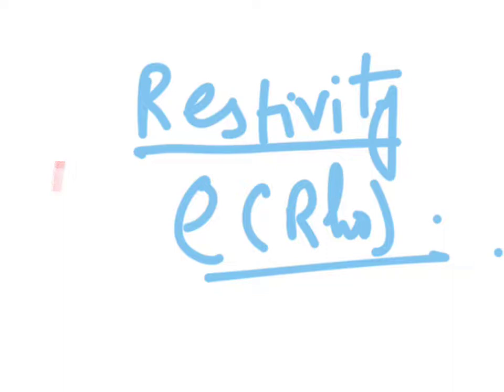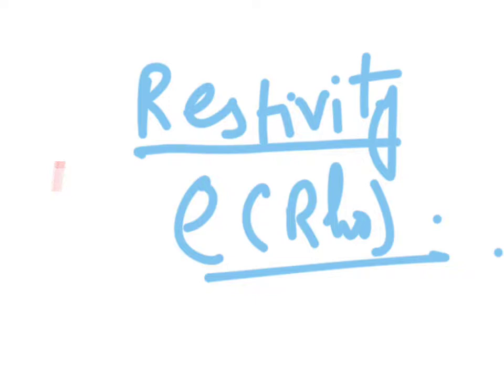Resistivity, which is denoted by symbol rho, actually denotes the nature of the conductor. So resistivity varies from conductor to conductor. If a conductor is a very good conductor, it allows a large magnitude of electricity to pass through it. Its resistivity will be lower. If the resistivity of a conductor is very high, it will not allow electricity to pass through it in a very large magnitude.